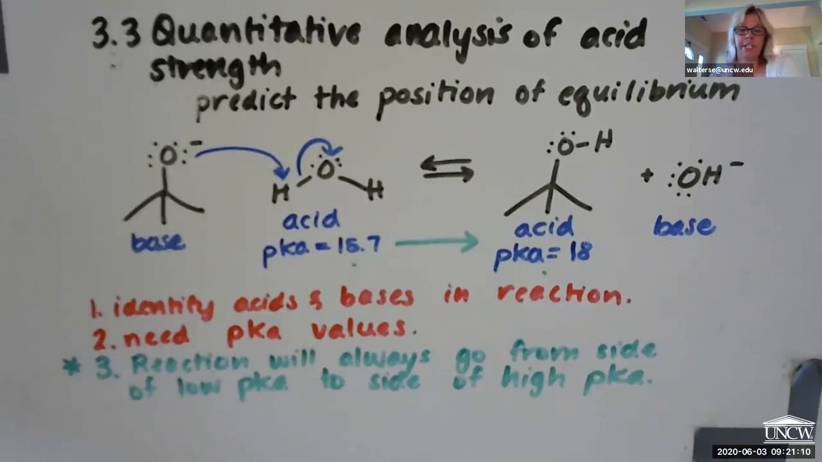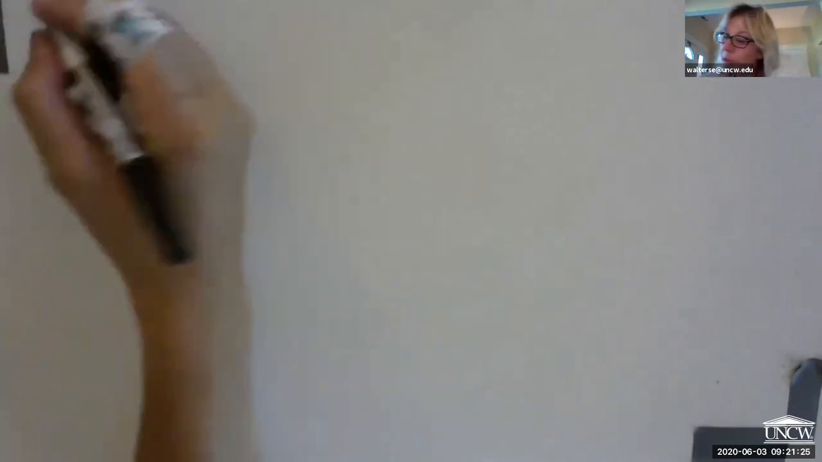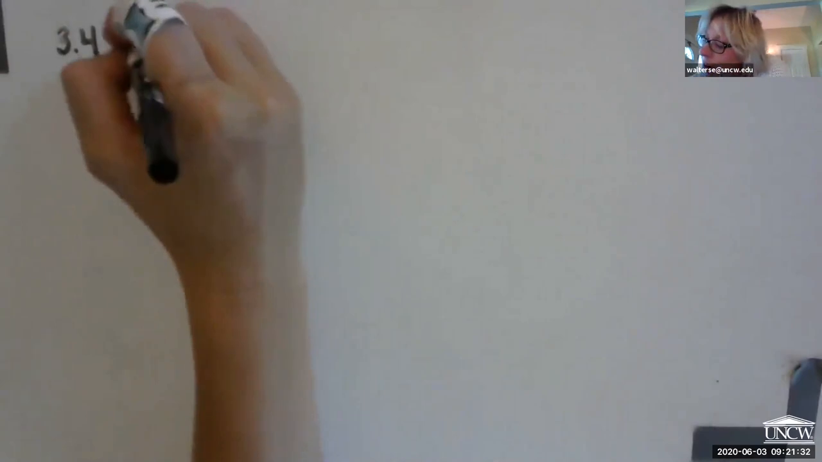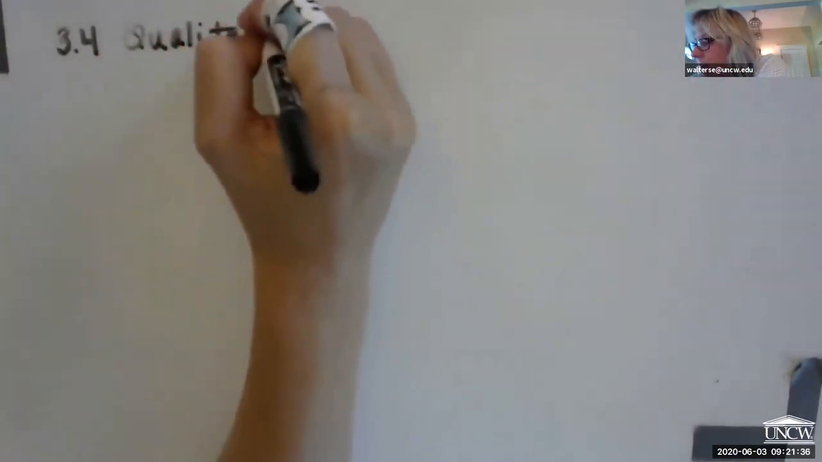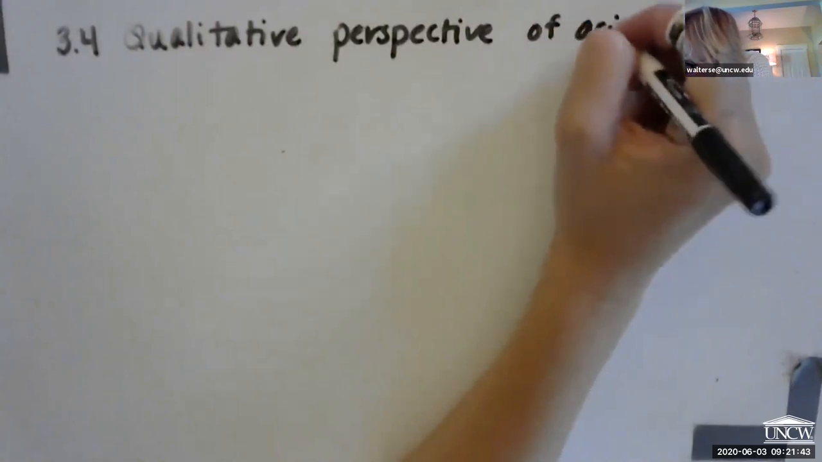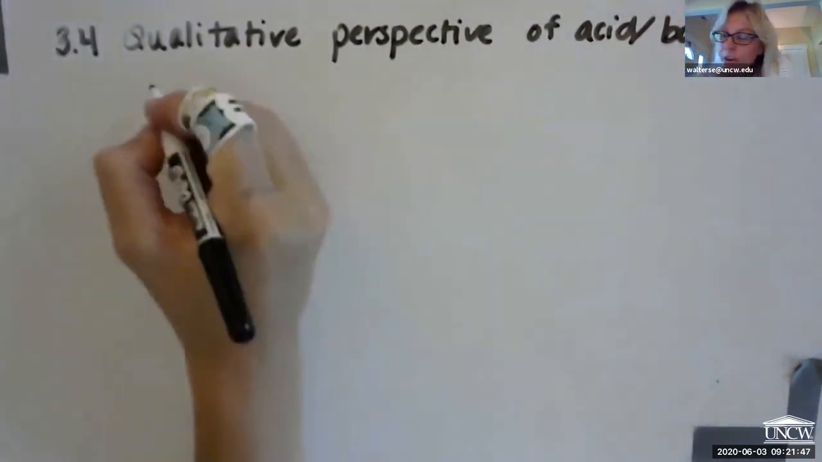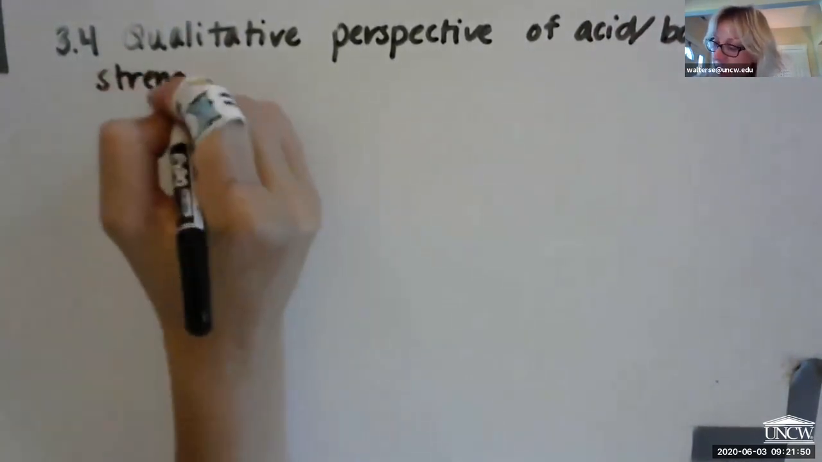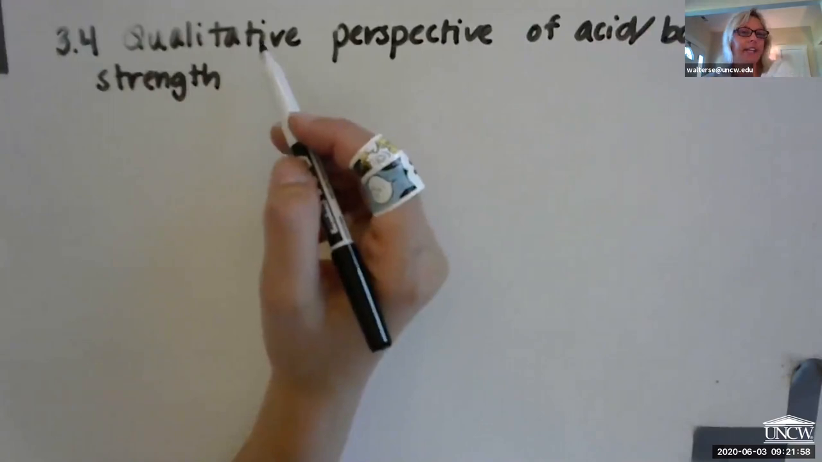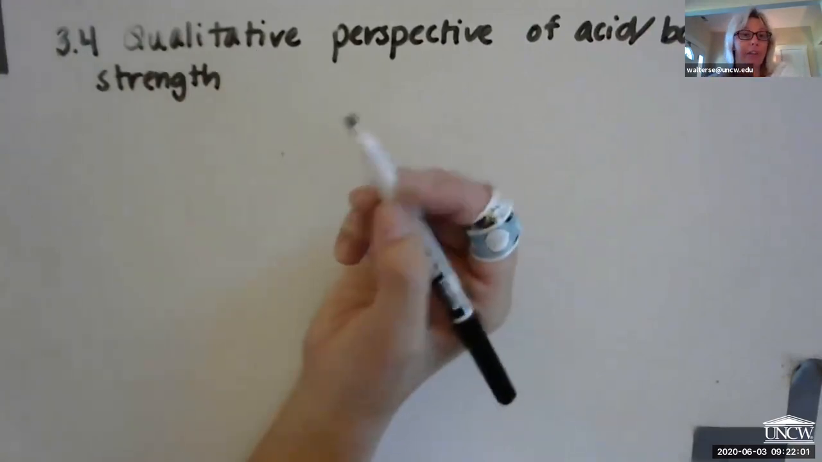Okay, so this is going to be section 3.4. Yeah, that's right. And this is called qualitative perspective of acid-base strength. Okay, so we just did quantitative. So quantitative data is numerical data. Qualitative data is analysis, like when you describe things with non-numerical values.